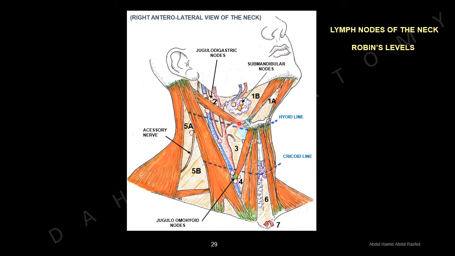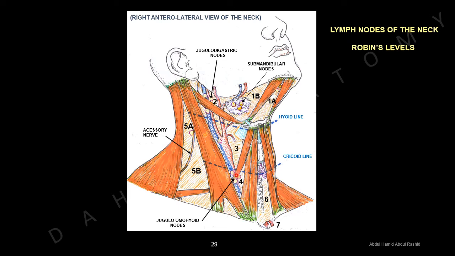Below the posterior belly of digastric, anterior to the sternocleidomastoid muscle and behind the strap muscle is our carotid triangle, a big one. The superior belly of omohyoid muscle is dividing this big triangle into two smaller triangles. This is the triangle where we have the carotid vessels and jugular veins. This is what we call Robbins level 3.